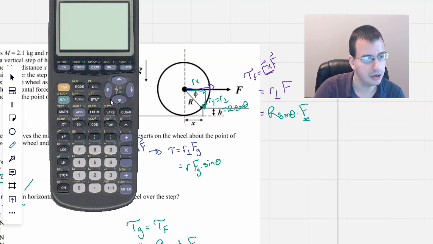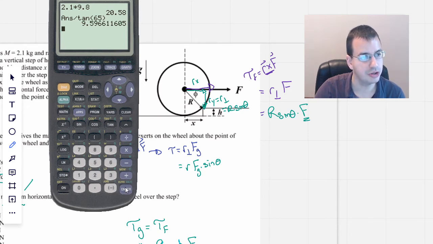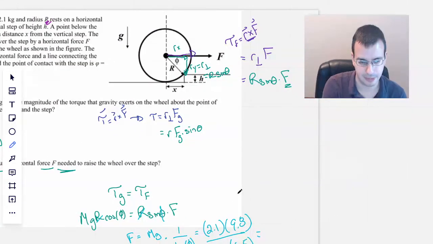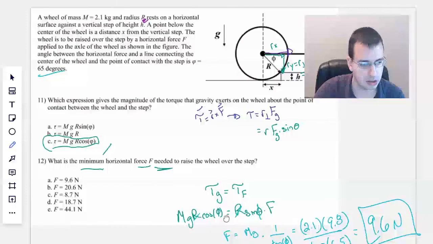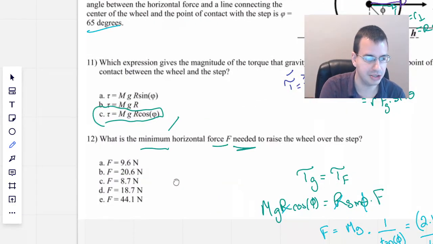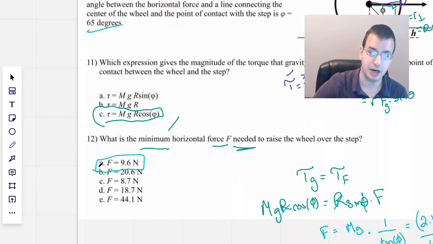All right, so we're in degrees, so we do 2.1 times 9.8. I could do 9.81, but 9.8 is good enough. Divided by tangent of quantity 65, close parentheses, and I got 9.6, and this will be measured in newtons. Okay, look at it. We got here. Bam, even a possible answer. How fortuitous. Okay, so backtrack real quick.